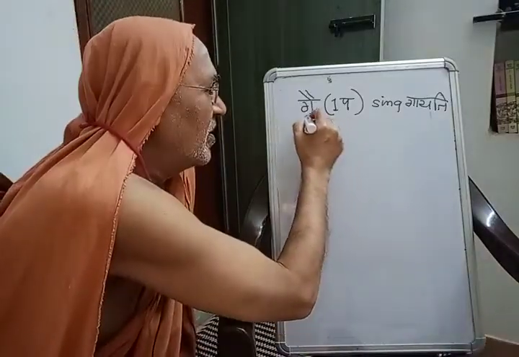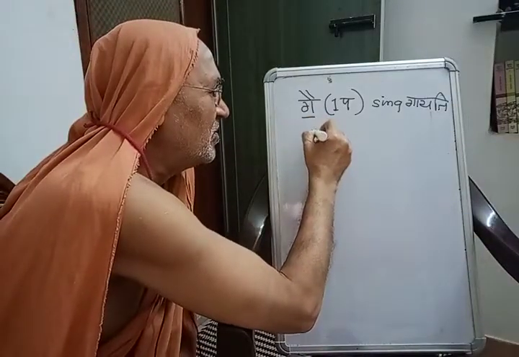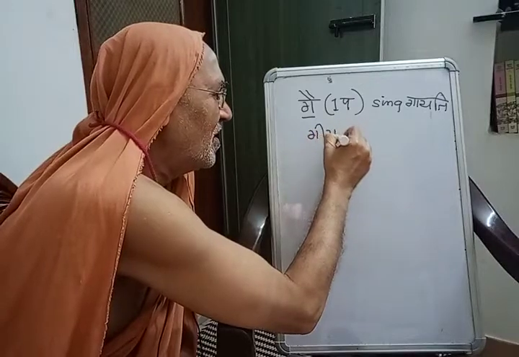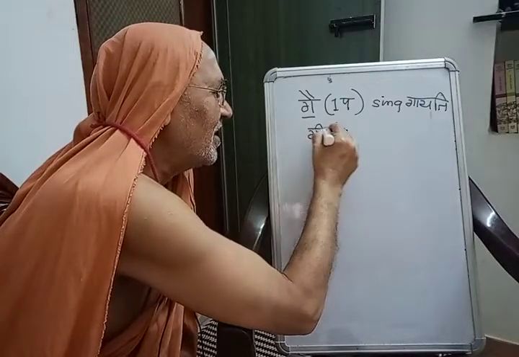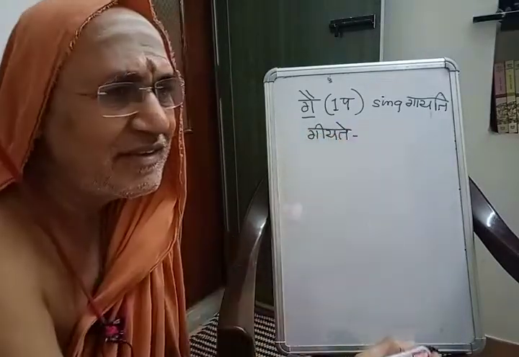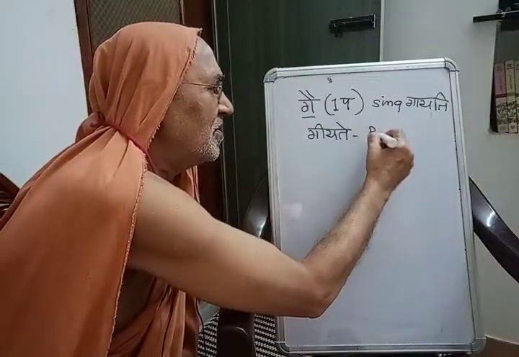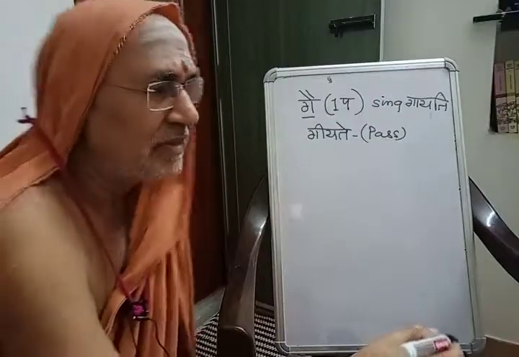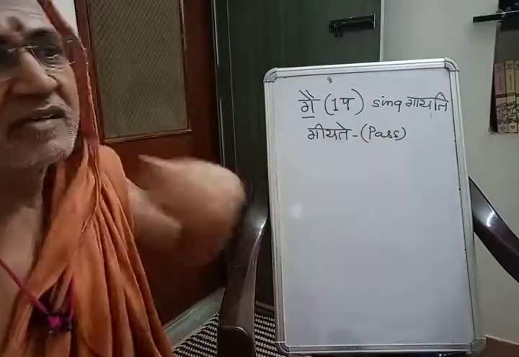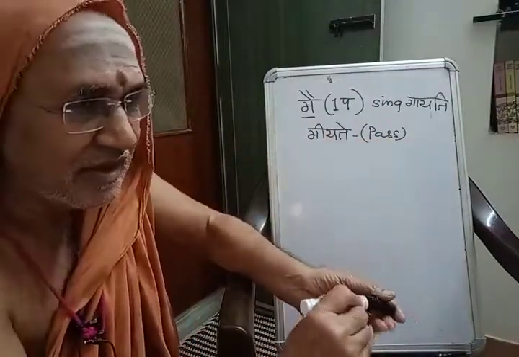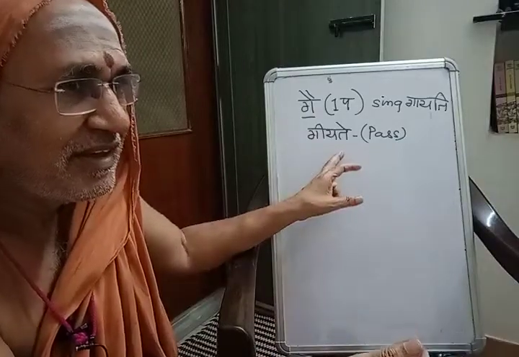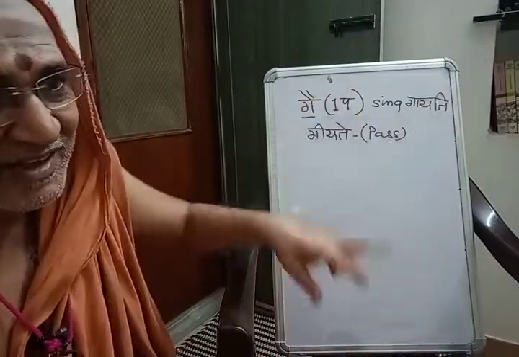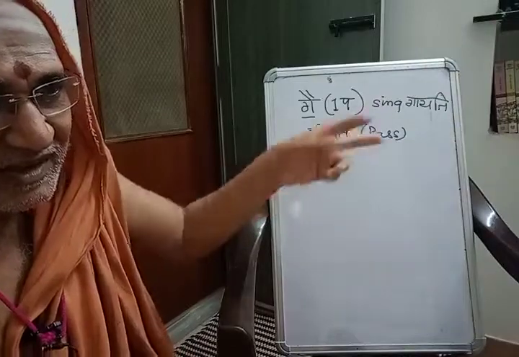Next, the passive form. For the passive form, it becomes Giyate. Is sung. Giyate is a passive. Gayati, say once. Gayati, gayataha, gayanti, like that. This one, giyate, giyete, giyante, giyase, giyete, giyadhe, giye, giyava.